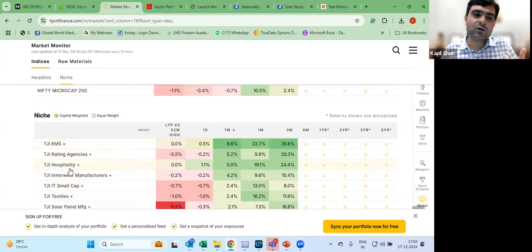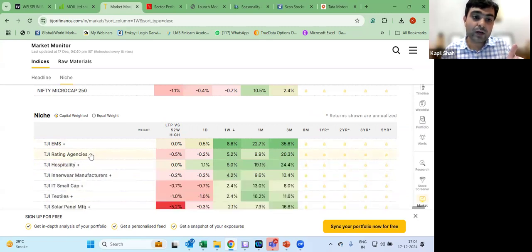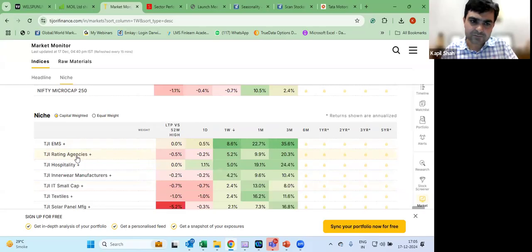Otherwise, all these sectors are not actually indices. But here they are in a club of particular stocks. Let's say rating agencies. So ICRA, CARE Ratings, CRISIL. It shows who is having what kind of weight. CRISIL is having about 81% weight in this entire sector. And in one week, it has moved up by 6 to 7%. Then one may pay attention to CRISIL, meaning what are the good levels for the trade.